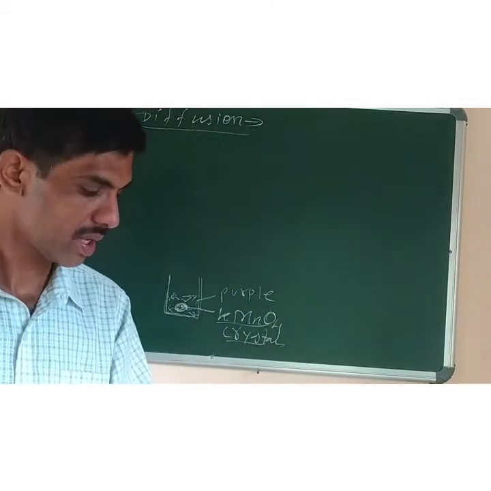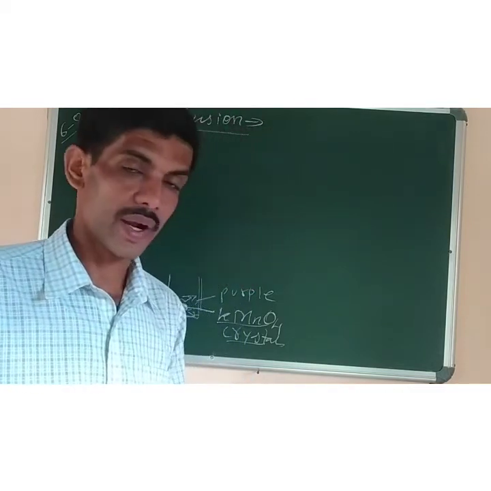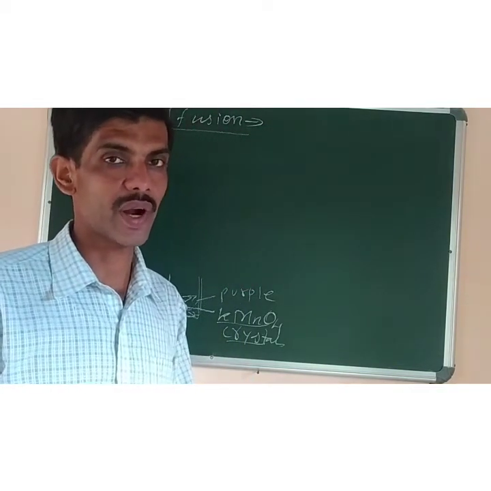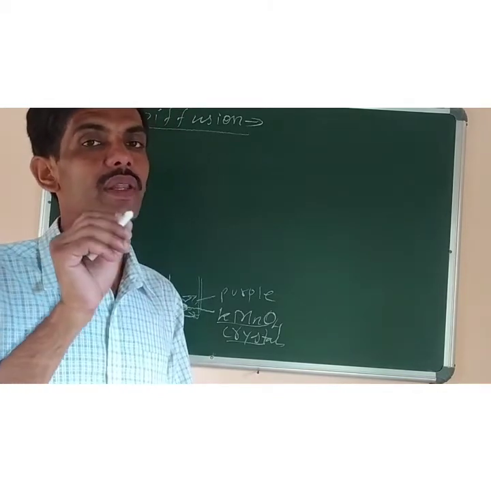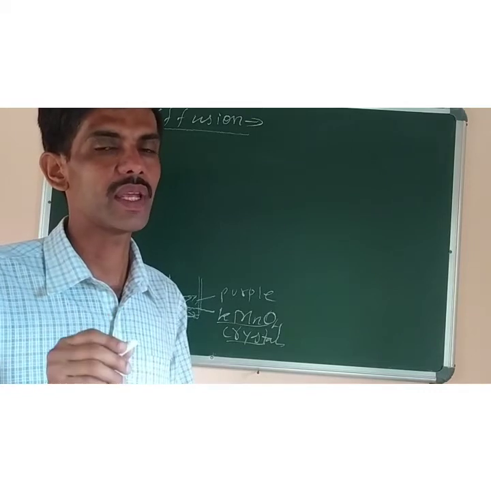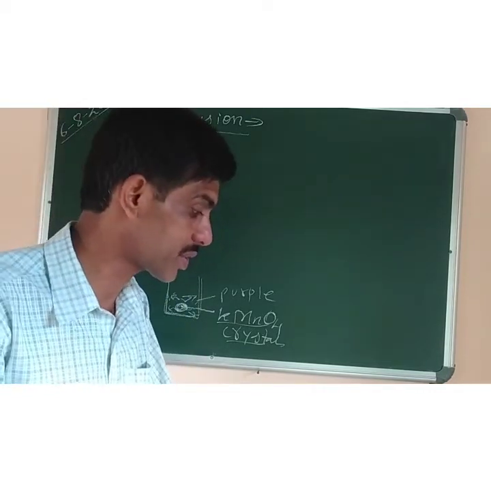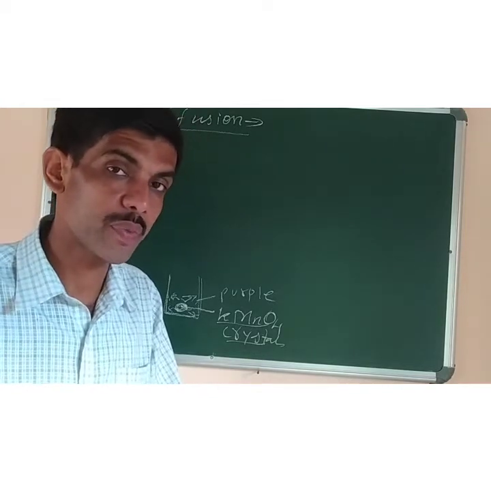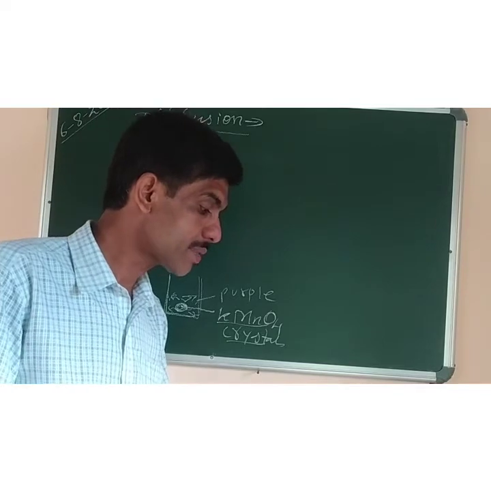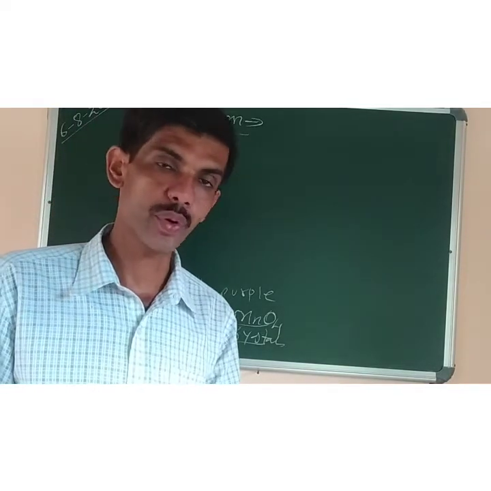Now, second one is the loss of water in the form of water vapor. During transpiration, what happens? Loss of water in the form of water vapor from the aerial parts of the plant, that is from the leaves and stems, where stomata are present, is called transpiration. So it also occurs by the process of diffusion. And the third one is, diffusion helps to spread the molecules and the ions throughout the protoplasm.